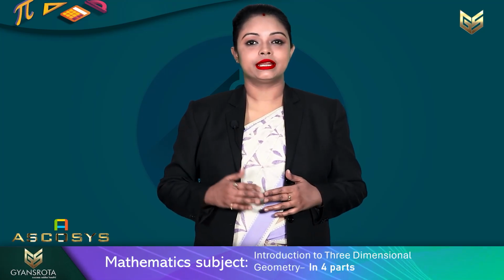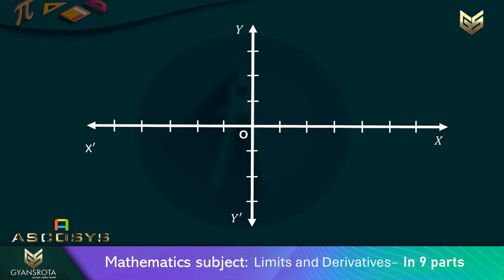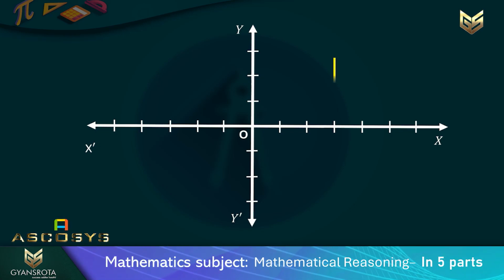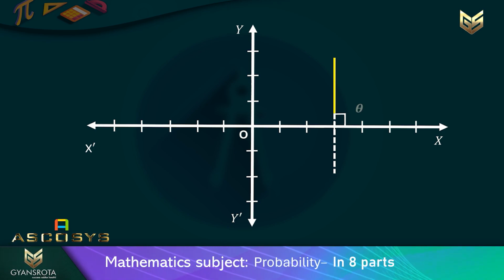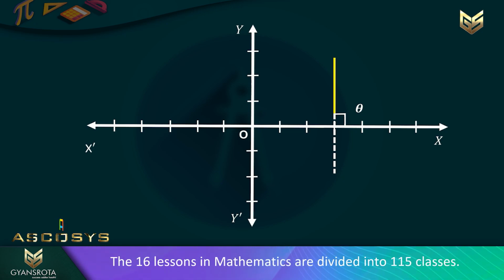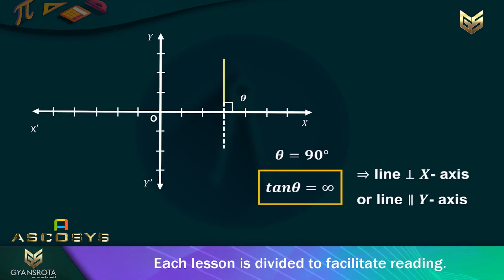Now let us study another condition on theta. Suppose we have our x-axis and the y-axis and they intersect at the origin. Then we have a line L and this line L makes an angle 90 degrees with the x-axis. Then your theta becomes 90 degrees. So what will be tan 90 degrees? Tan theta means tan 90 degrees. So tan 90 degrees will be undefined. Or you can also say tan theta equals infinity.